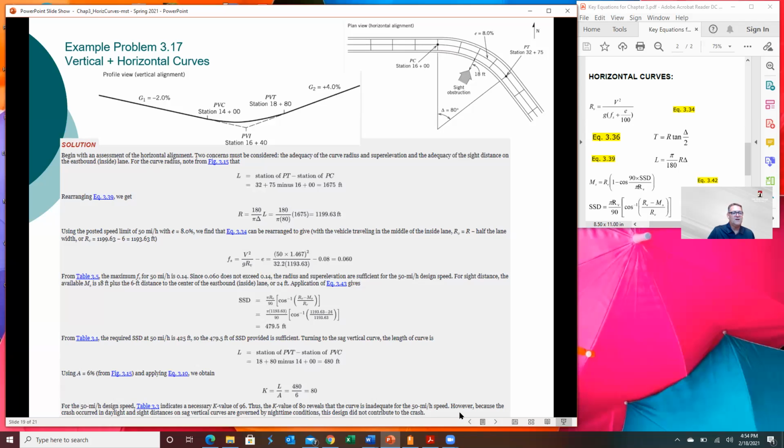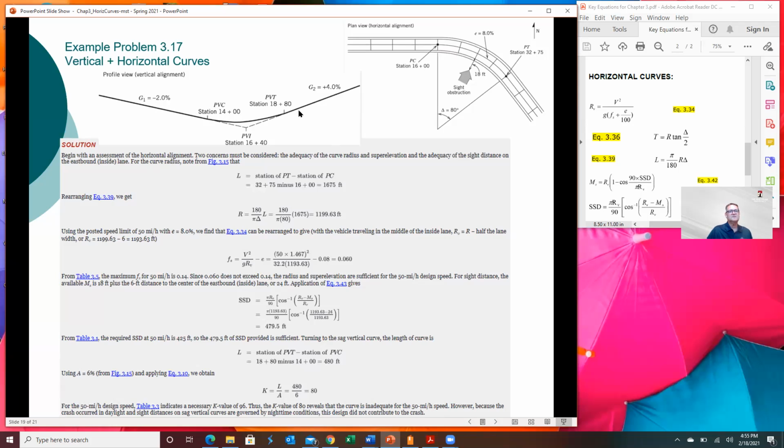So it says here, however, because the crash occurred in daylight and sight distances on Sag vertical curves are governed by nighttime conditions, this design did not contribute to the crash. So it's a little bit of a trick problem there, but it's to test your memory that really it's only nighttime conditions where sight distance on Sag curves matter.